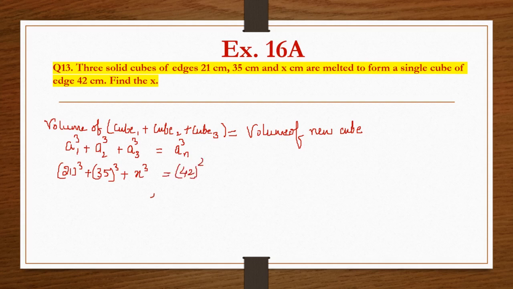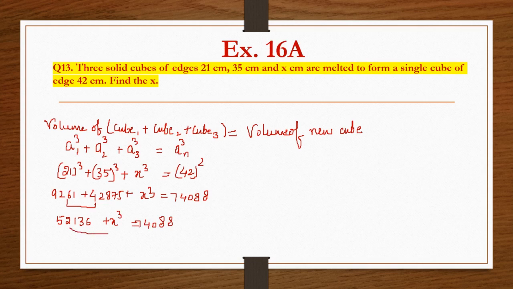Now put the values. 21 cube is nothing but 9261, and 35 cube is 42875, and x cube as it is. Then 42 cube is 74088. Now add these two, so you will get 52136. So 52136 plus x cube as it is, equals 42 cube, 74088.